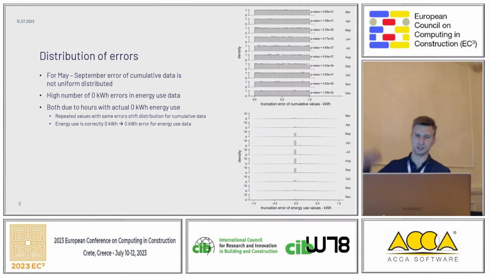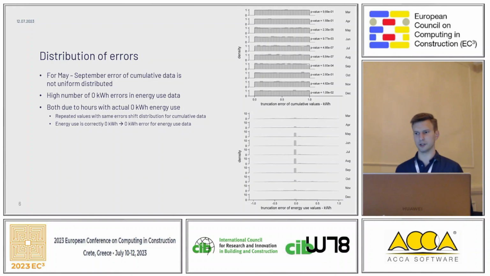Based on this data set, we first started to analyze the distribution of the errors. On the top, you can see the error distribution in the cumulative data, and on the bottom, the error distribution in the non-cumulative energy use. For the cumulative data, we found that for summer months, we do not follow, as expected, a uniform distribution, which is what we would expect from the process. And for the energy use, we found a very high number of 0 kilowatt errors, so actually hours where we have no error at all. Both of these things can be attributed to hours where we have no energy use in the apartment.